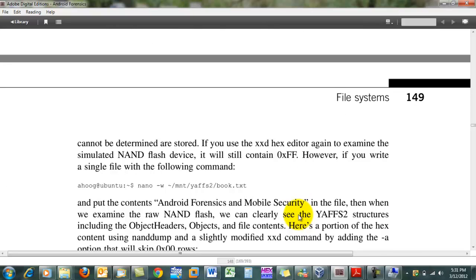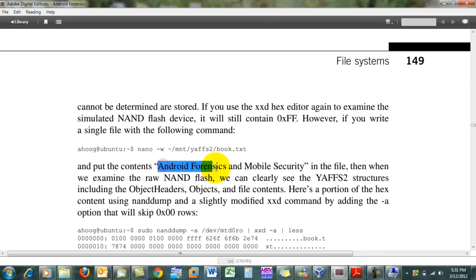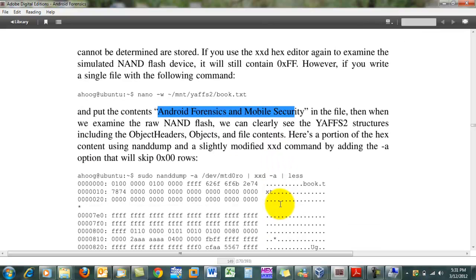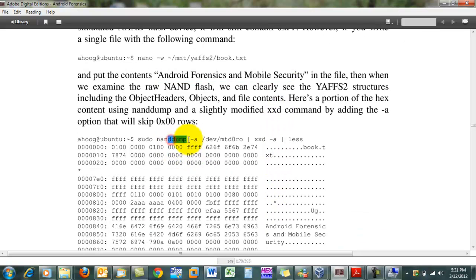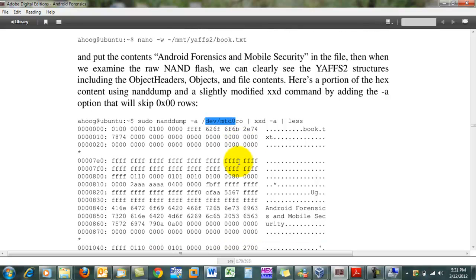For example, we do an experiment. You can nano and then write a file called book.txt. We create a file, and we put some content called Android forensic and mobile security inside the created file system. If you still remember, this mount point is mounted using the NAND simulated NAND flash device. If you do a NAND dump on that same simulated NAND flash device that we created just now, you realize the first block, you see the book name is there.